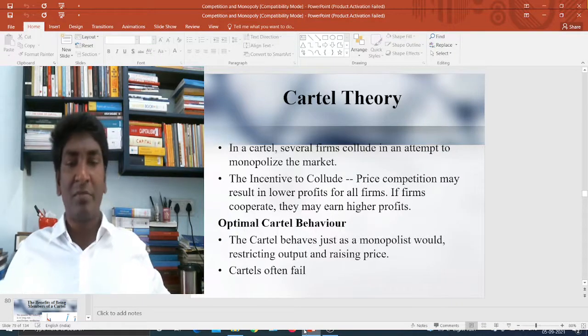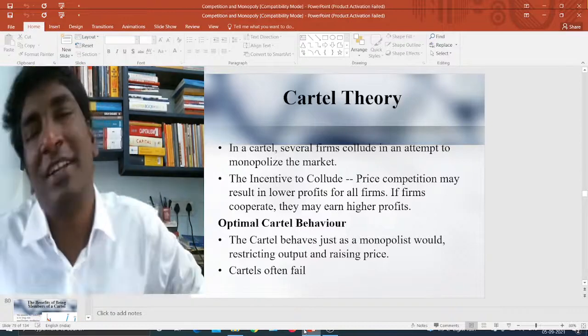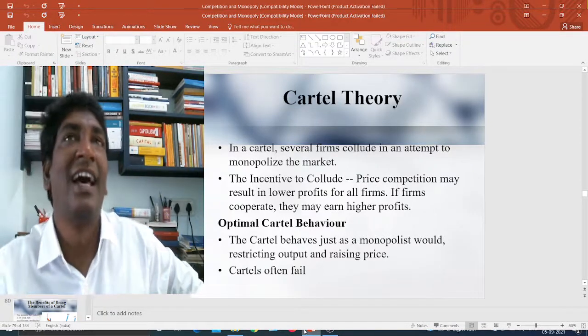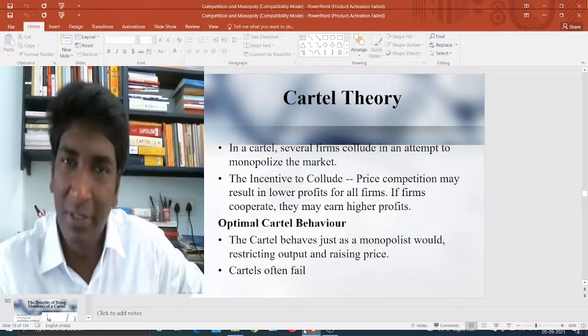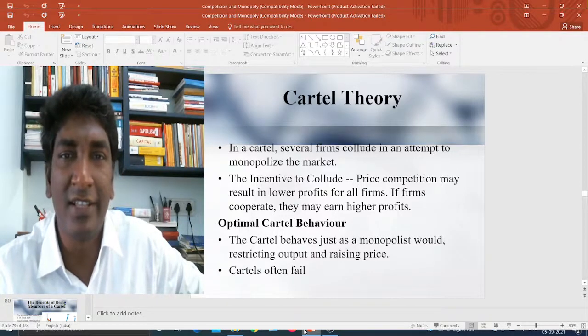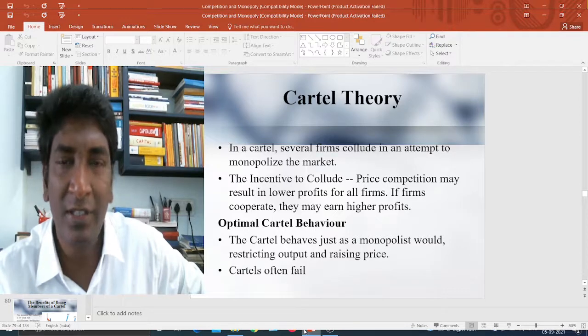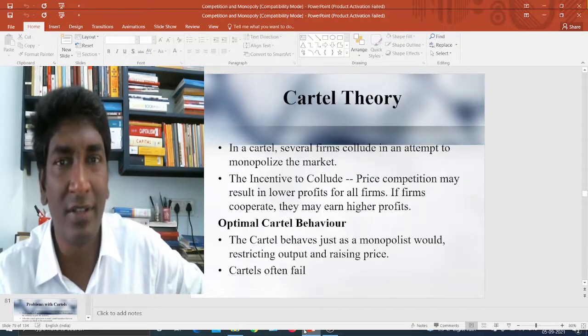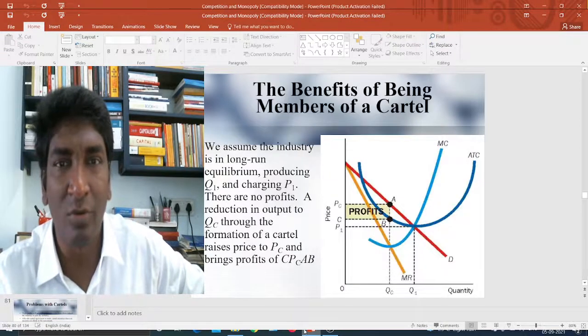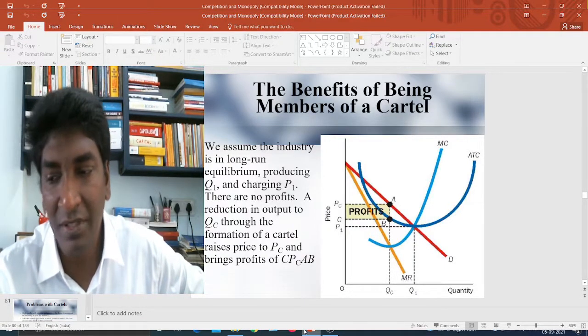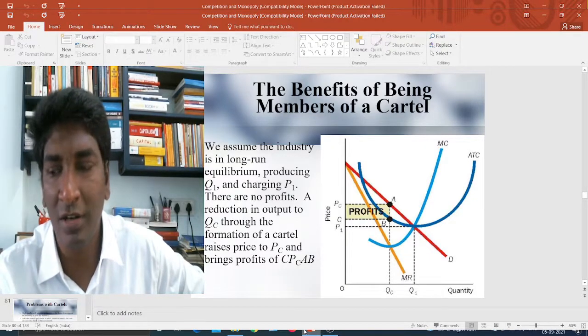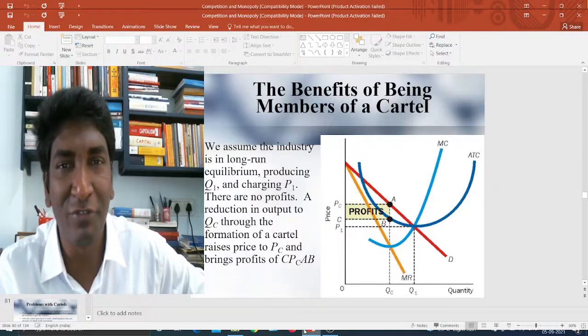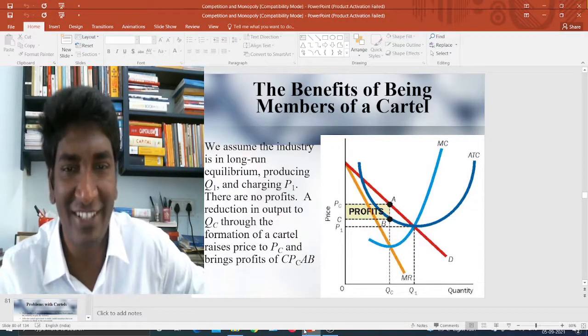And of course, the optimal cartel behavior: the cartel behaves just as a monopolist would, restricting output and raising price. So this is what we normally see everywhere. In that sense, the equation of marginal cost determining marginal revenue kind of understanding nowhere exists. In the real world market situation, this is the rule of the game, and a cartel often fails if members don't follow this principle. That is, if you have a higher price and anybody tries to cut the price, then the whole cartel will blow. This particular firm can be called a whistleblower in that sense.